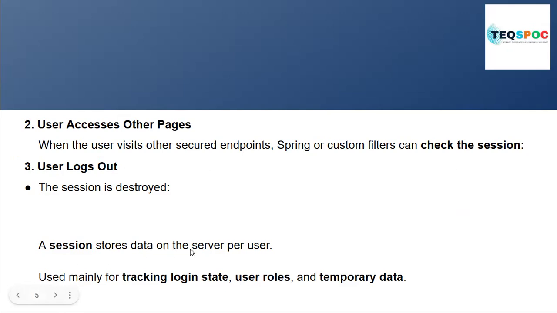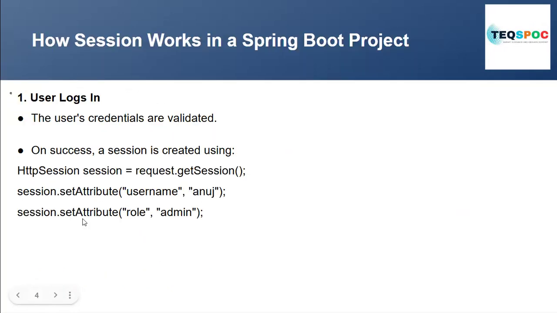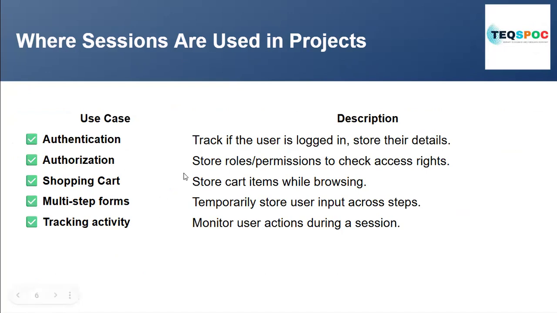A session stores the data on the server per user, used mainly for tracking the login status, user role, and temporary data. User role means here we set attribute role equals admin, or set attribute role equals user. Where are sessions used in a project? Session is used for authentication, meaning login and logout. Authorization means if it is a project manager or admin, because admin can access all the things, a user cannot access all the things. That is authorization.